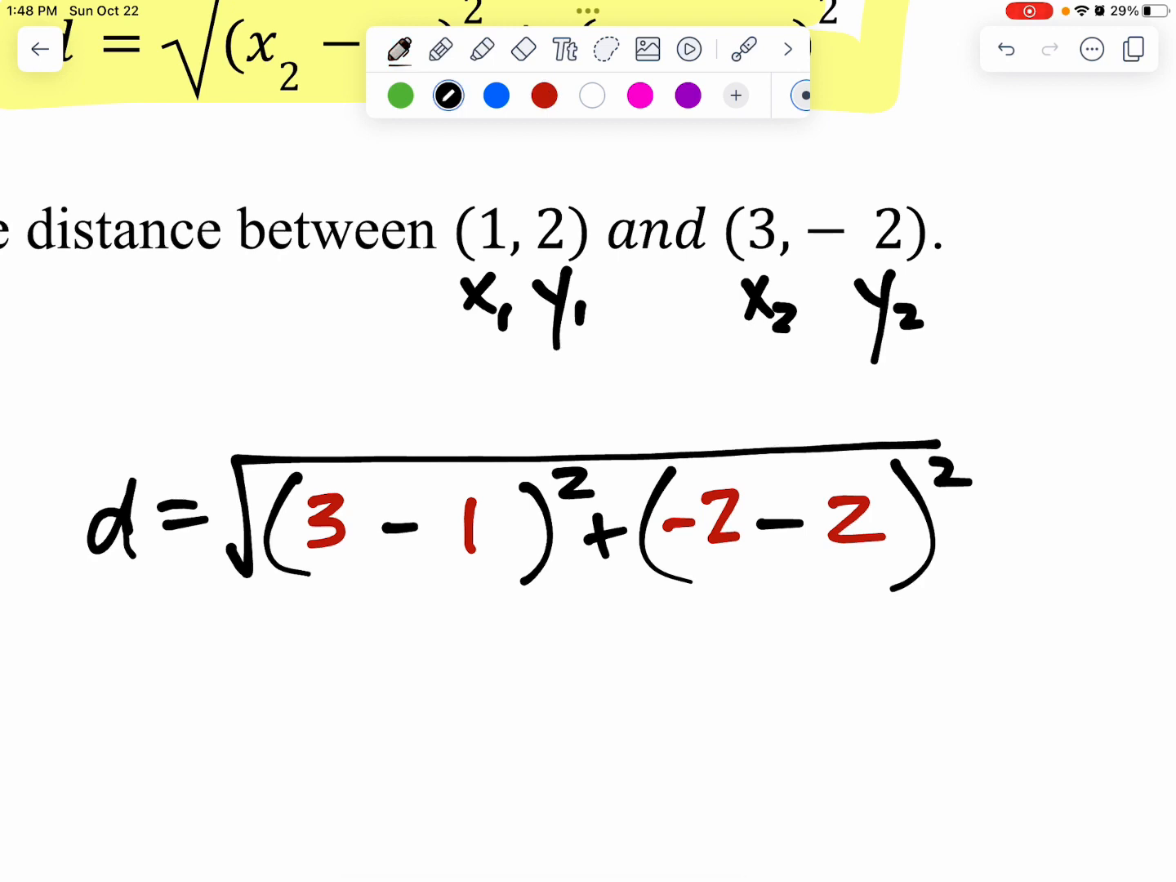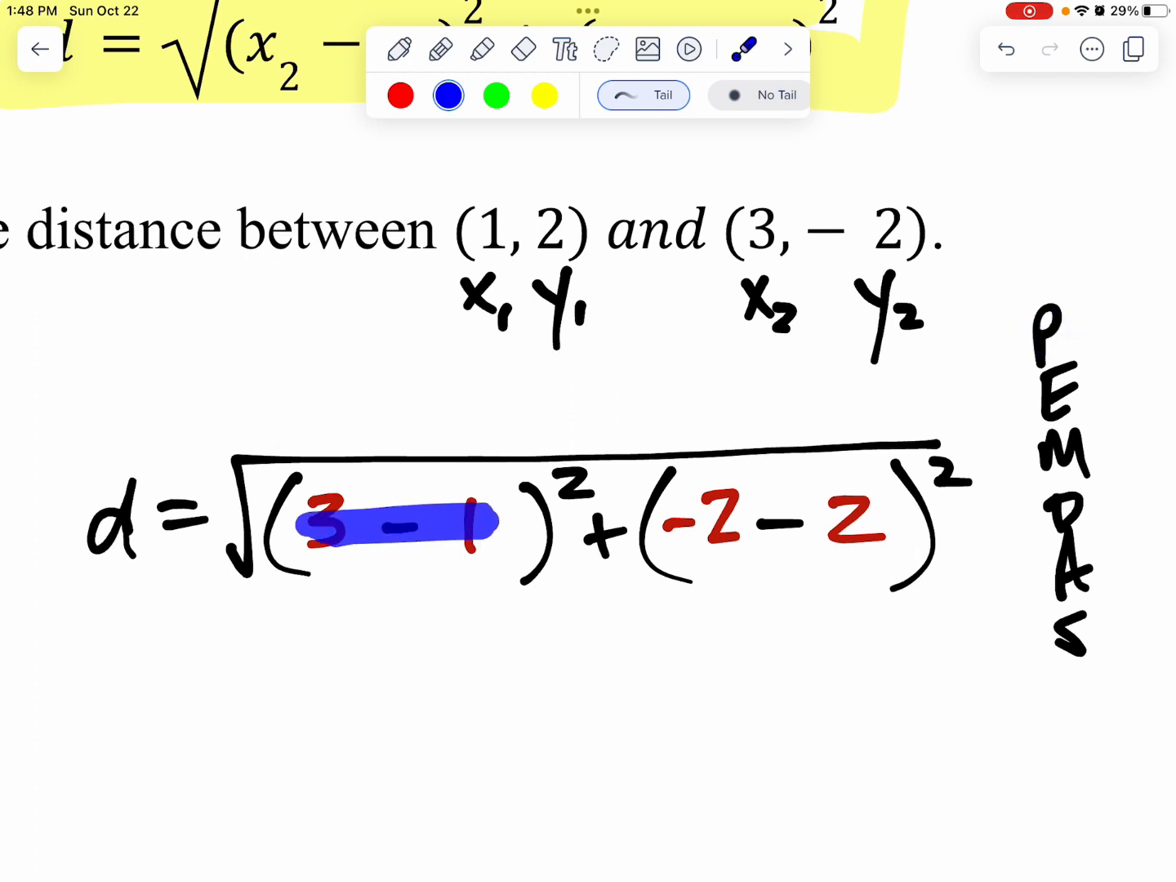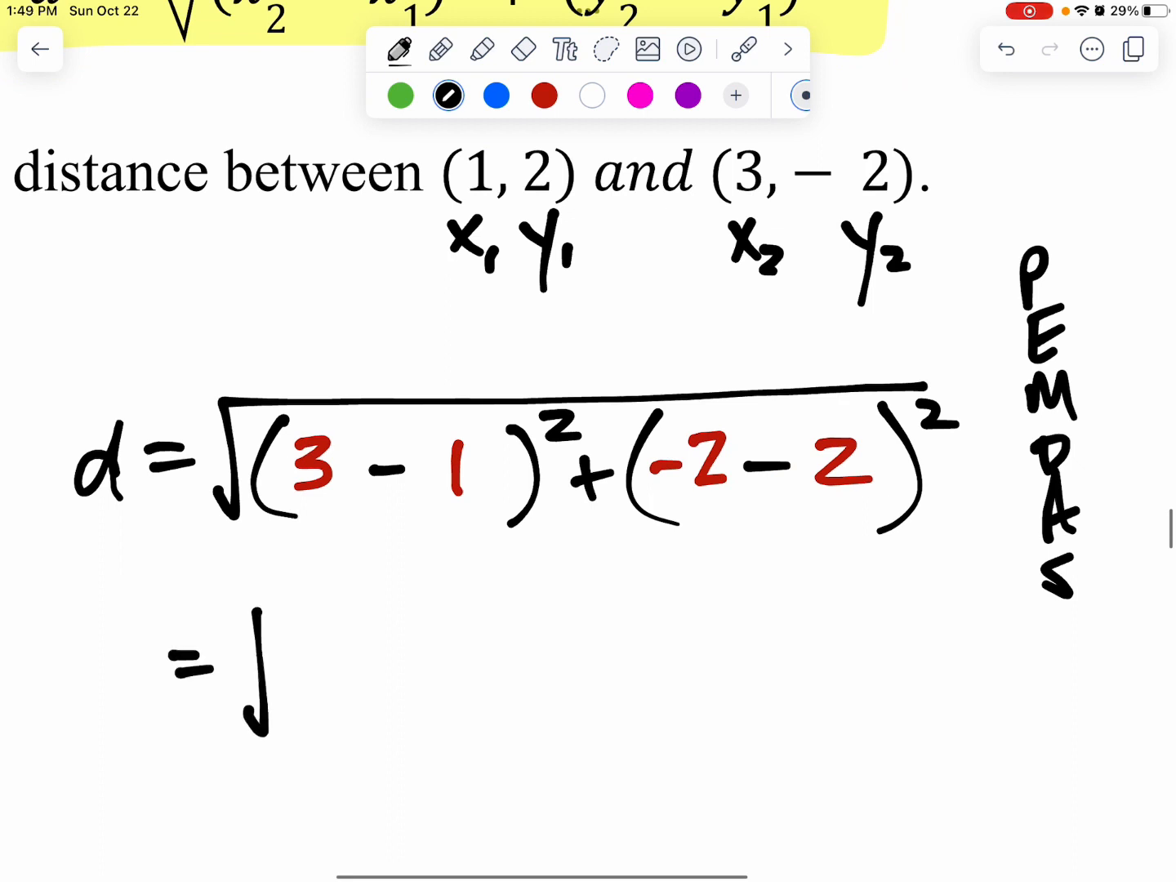So remember order of operations. Do you guys remember from like, I think it's the very first thing that I might have taught you back in August. PEMDAS. Parentheses go first, right? So that means inside the parentheses, I need to do 3 minus 1. That's 2. So 3 minus 1 is 2.